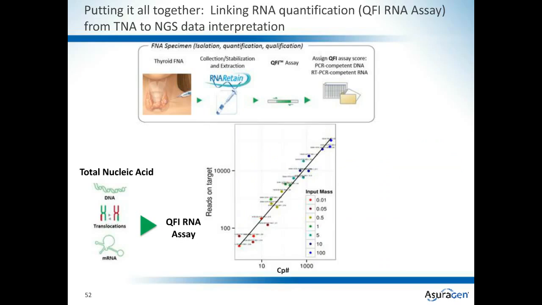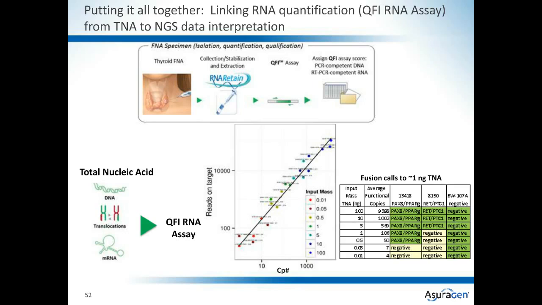What about on the RNA side? We've used a number of different statistical methods to identify what's an appropriate RNA normalizer for thyroid cancer. We've identified that marker and put it to good work in a QFI RNA assay. The plot shown at the bottom here is a representation of different inputs of total nucleic acid and the corresponding copy number of that vetted RNA target that's very stably expressed across a range of different thyroid subtypes of cancer and benign conditions.